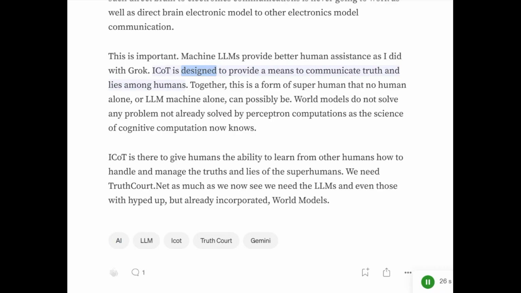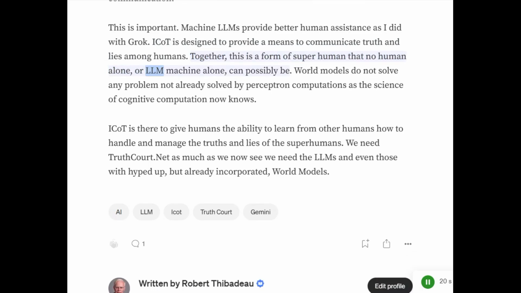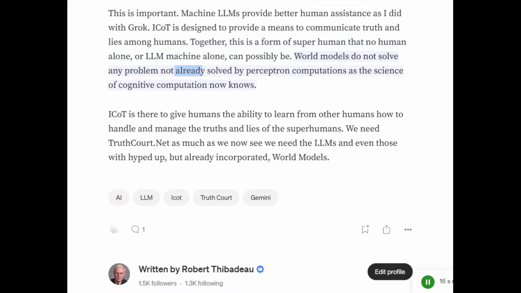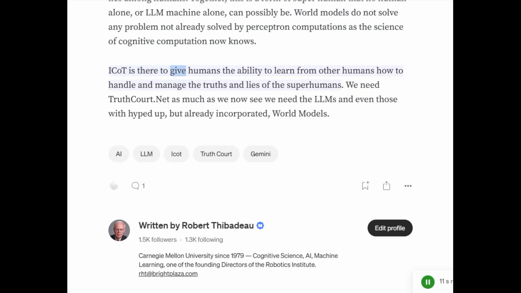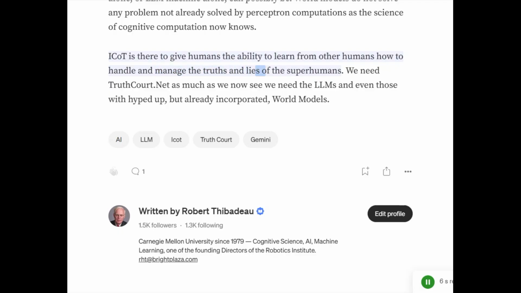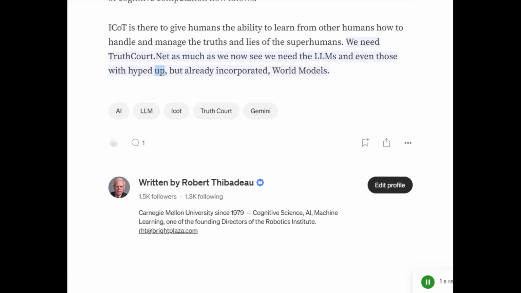ICoT is designed to provide a means to communicate truth and lies among humans. Together, this is a form of superhuman that no human alone, or LLM machine alone, can possibly be. World models do not solve any problem not already solved by perceptron computations, as the science of cognitive computation now knows. ICoT is there to give humans the ability to learn from other humans how to handle and manage the truths and lies of the superhumans. We need truthcore.net. As much as we now see we need the LLMs and even those with hyped up, but already incorporated, world models.